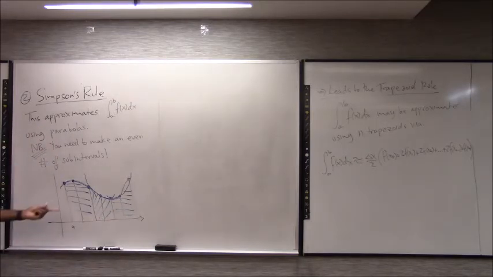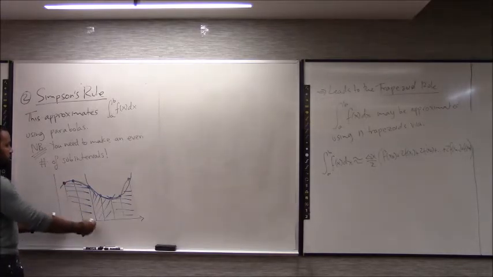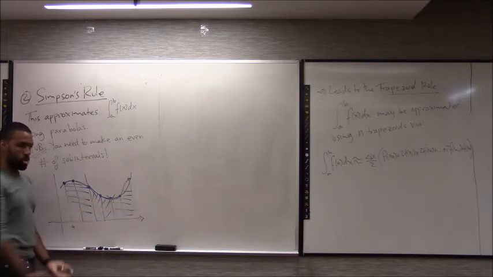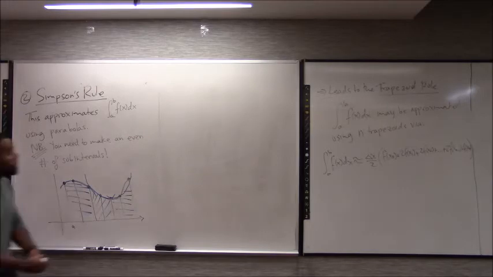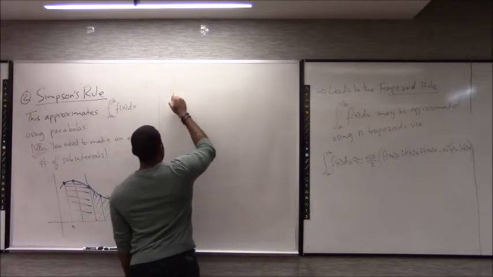So using 6 subintervals, I can approximate the area under the curve with 3 parabolas. And because I need 3 points, I need 2 subintervals to cover a single parabola, which is why I need an even number of subintervals. Now, how do you actually figure out what that should look like? How do you find the area under this parabola? Well, how do we do it?